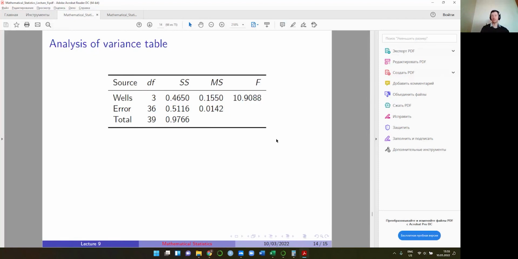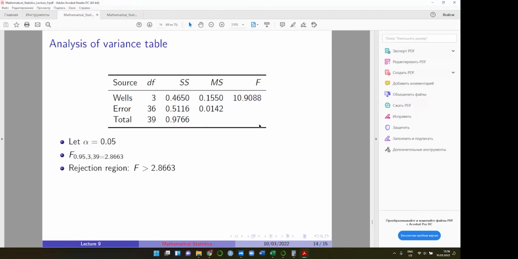So now we have this F statistic. What we need to do is find the critical value of the F statistic. So let alpha be 5% as usual. And the critical value, which is the 95th quantile of the F distribution with 3 numerator and 36, sorry, it must be 36, my bad, because it's going to be the denominator degrees of freedom. So it's 3 and 36. Let me correct this. And the rejection region is such that the F statistic must exceed this critical value.